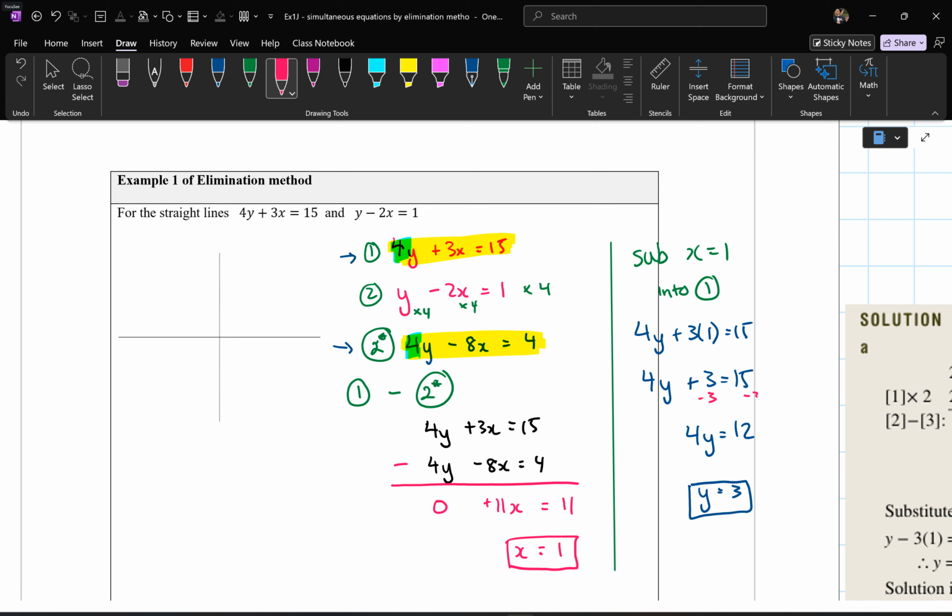So I'm moving a bit faster because I'm assuming that you already know how to solve that bit. If you don't, let me know. That's inverse operations there. So that tells me point of intersection is at 1, 3 for those two lines.